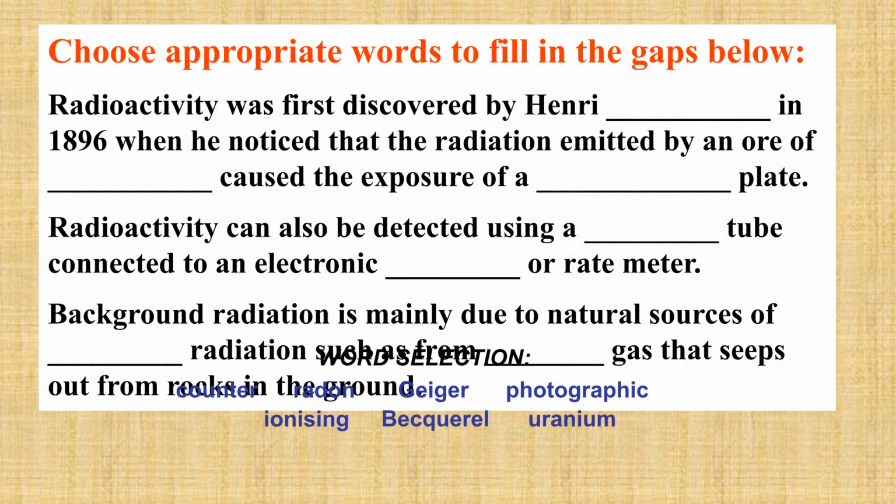Now, let's test your knowledge. Choose the appropriate words to fill in the gaps related to the discovery and detection of radioactivity and sources of background radiation. Radioactivity was first discovered by Henri Becquerel in 1896. Detection uses a Geiger tube connected to a counter or rate meter. Background radiation is mainly due to ionizing radiation such as radon gas.